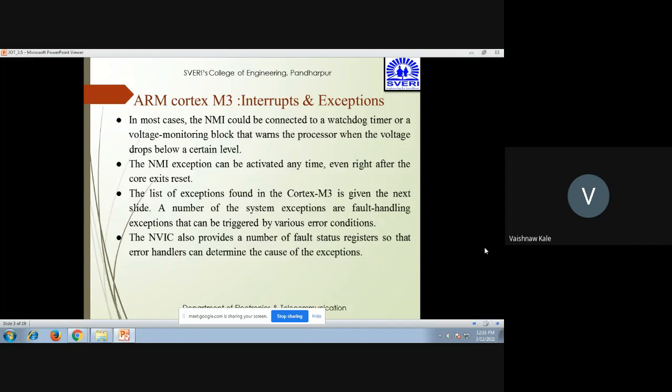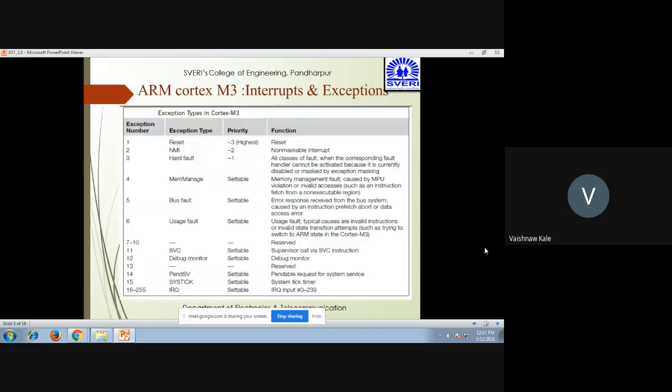The list of exceptions found in the Cortex M3 is given in the next slide. A number of system exceptions are fault-finding exceptions that can be triggered by various error conditions. So as soon as an error condition occurs, you can trigger the fault-finding exceptions. The NVIC also provides a number of fault status registers so that error handlers can determine the cause of exceptions. Normally if there is a fault, the particular fault status register gets activated, due to which the error handling can be easily tackled. That's what it is about.